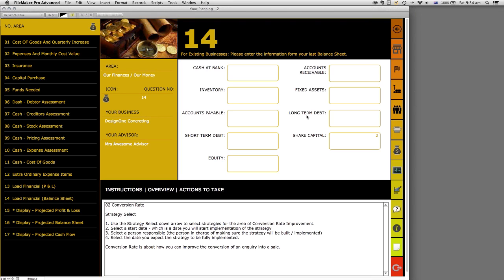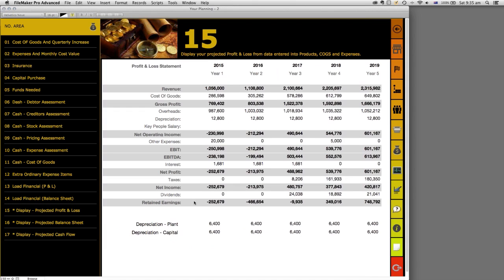Otherwise, part of the information that you send to your client, which is on the wiki, is please bring your P&L and balance sheet for the last 12 months, and they just key what was the cash at bank, what was their accounts receivable, what was their inventory. They just key those figures straight in. Now, if she's brand new, she doesn't have anything to load. She can't load the P&L and she can't load the balance sheet. So when she goes to 15, display projected profit and loss, it's already calculated the whole thing on the screen for her.